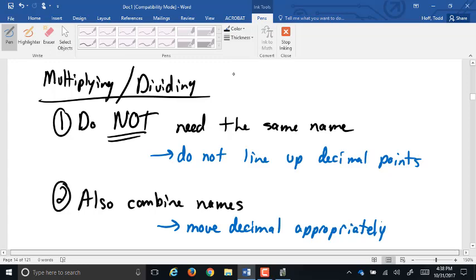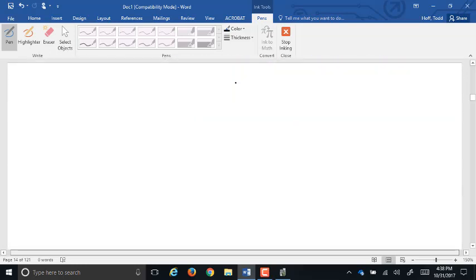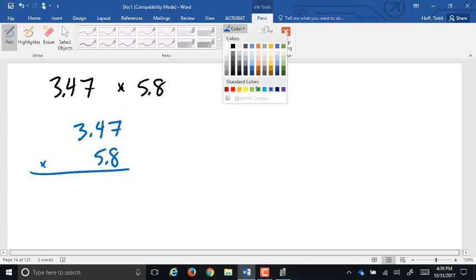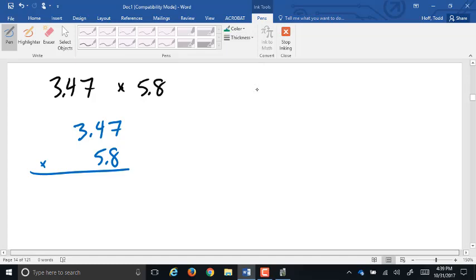So let's start out with an example of multiplication. If I have 3.47 times 5.8, when I go to set this up, do I have to line up my decimal points? No, I don't. When we multiply or divide, we don't need to worry about having the same name.